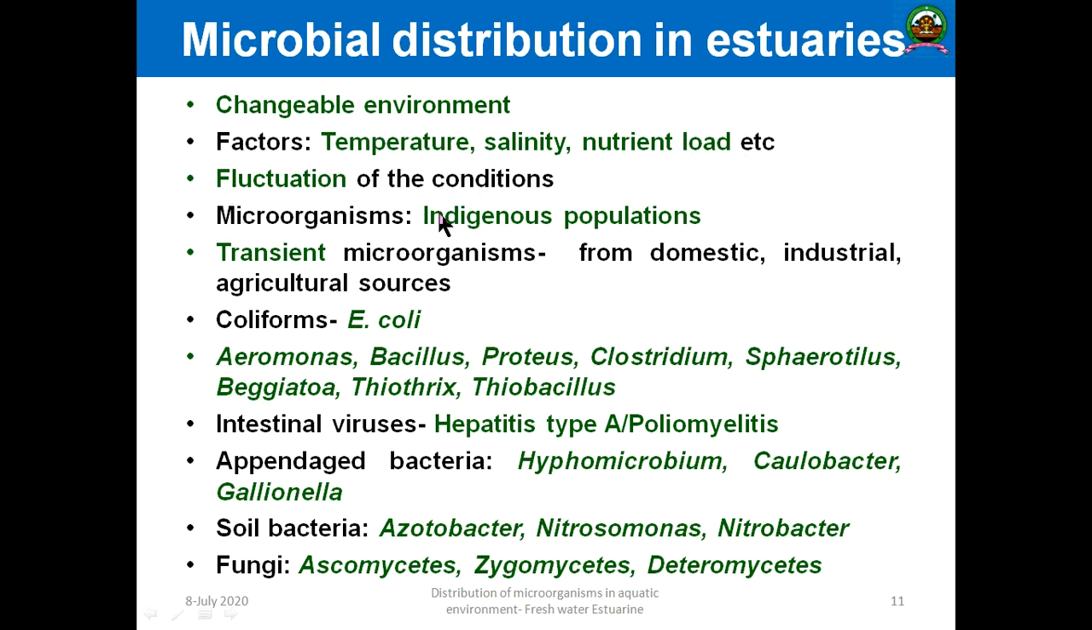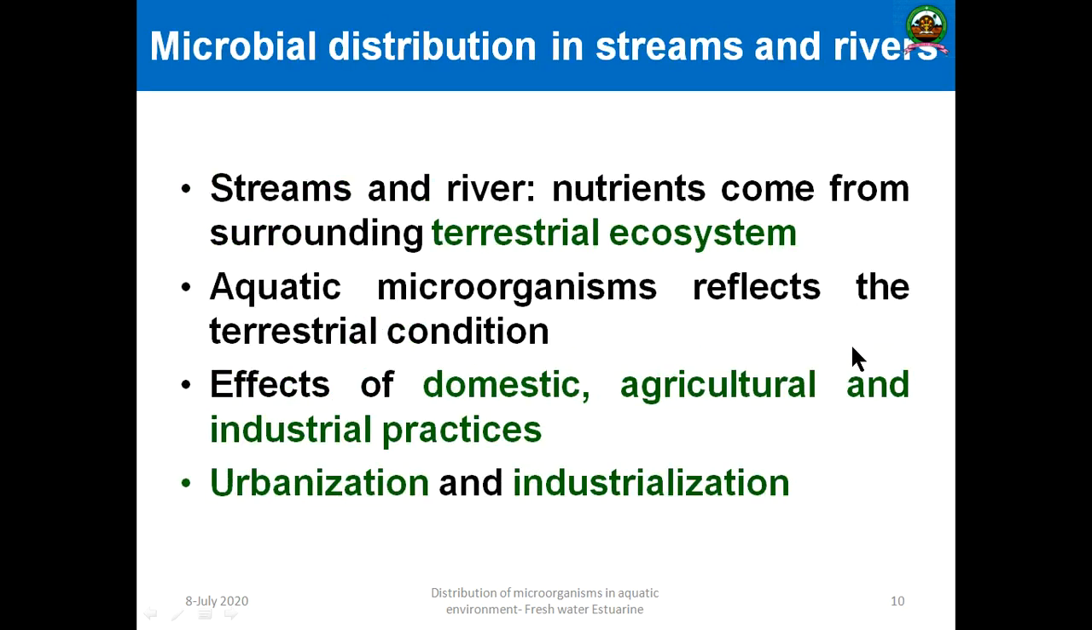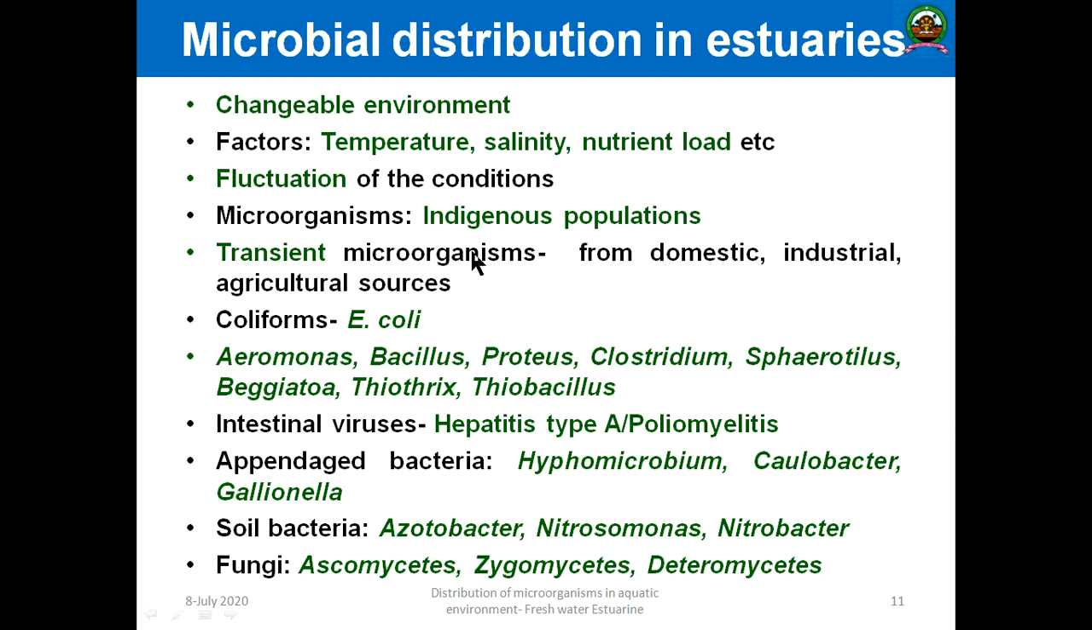The microorganisms are mainly indigenous populations, that means the microorganisms reside in a particular environment, either the freshwater or the marine ecosystem. But sometimes they arise from domestic, industrial and agricultural practices, as I said in the previous case, and they are transient microorganisms. The main organisms are bacteria, then viruses, and then fungi.